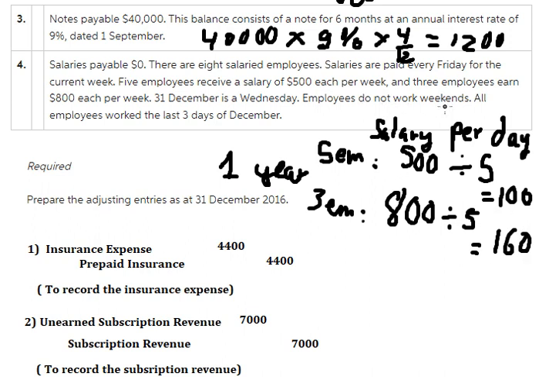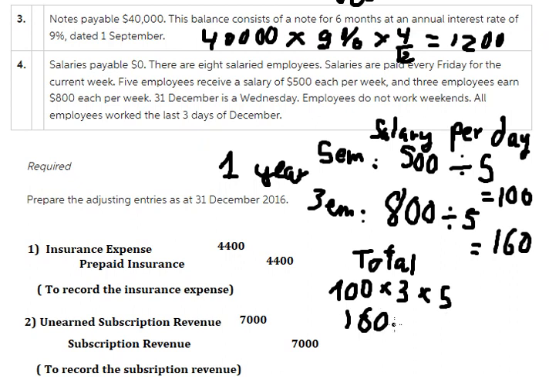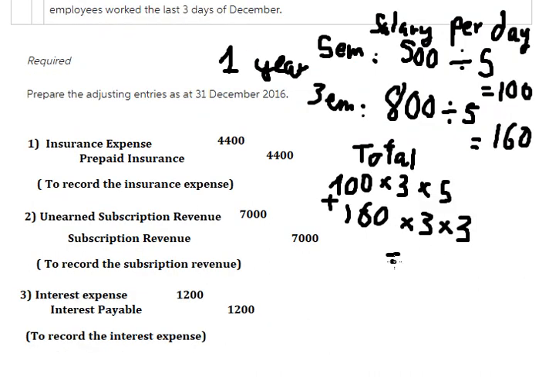Now they work only 3 days, so that means we use this number in here. We have 100, we multiply by 3 days and 5 employees in here, and 160 we multiply by 3 days and 3 employees in here. So we sum all the numbers in here, so you got 2,940.